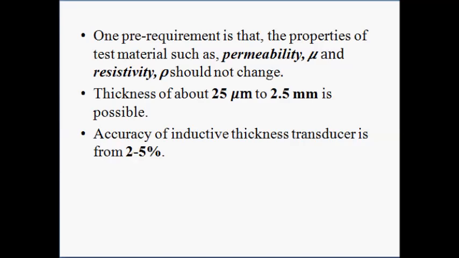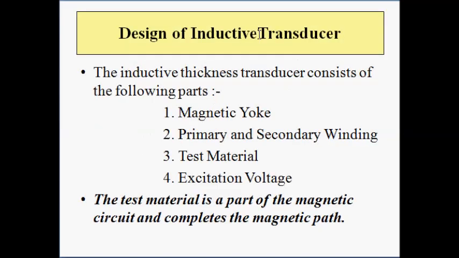Let us understand the construction and the design of the inductive transducer for the measurement of thickness. The inductive thickness transducer consists of four parts. First, the magnetic yoke or the frame of the transducer; second, two coils, a primary winding and a secondary winding; third, the test material or the test piece whose thickness is to be measured; and the excitation voltage, which is connected across the two ends of the primary winding, while the output voltage is taken across the secondary winding.